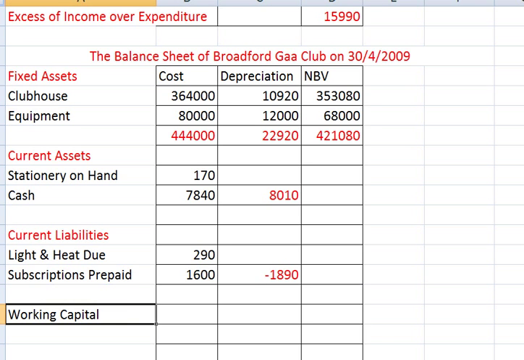So working capital, the money available for the day-to-day running of the club. And the working capital is current assets minus current liabilities. In this question, the working capital is going to be positive, as current assets are greater than current liabilities. If current liabilities were greater than current assets, the club would have a liquidity problem, a problem paying its short-term debts. That would be a very unhealthy position to be in. It's positive to the tune of 6120.